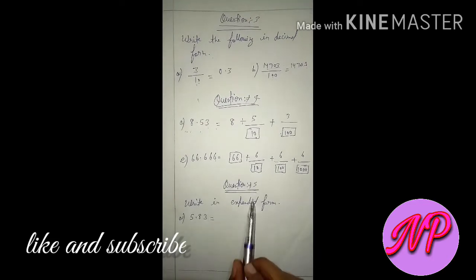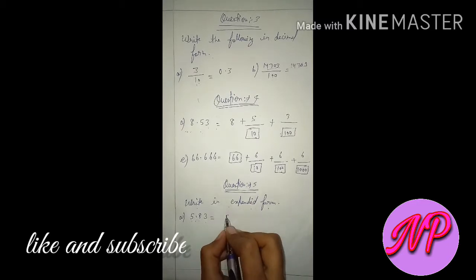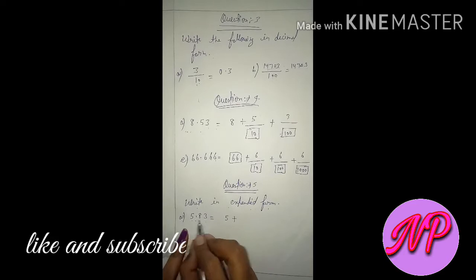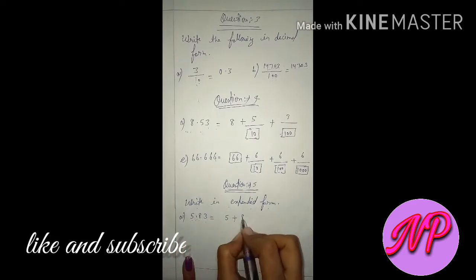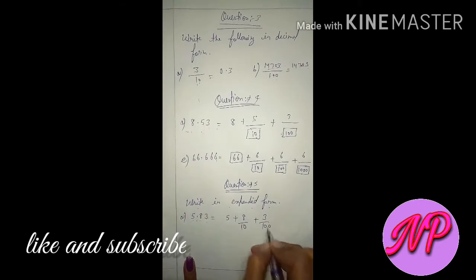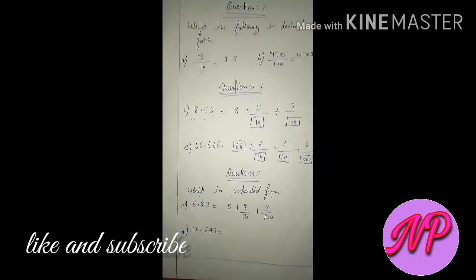Now question 5: write in expanded form. A decimal number is given. You have to write this decimal number in expanded form, and to do that you have to learn place value. So 5.83: 5 will be 5 ones, plus 8 after the decimal, 8 tenths, which is 8 by 10, plus 3 by 100. Got it?